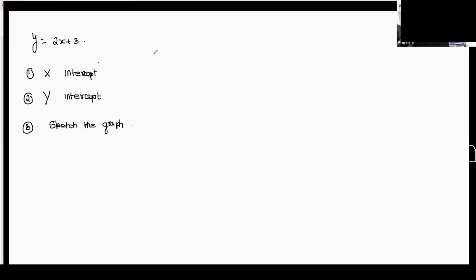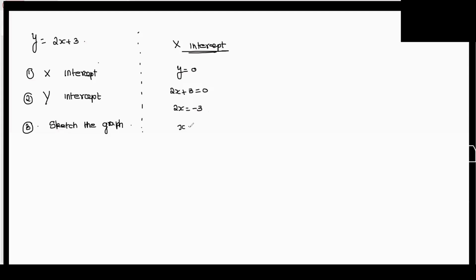So can you tell me, to find the x-intercept, what shall I do here? Make y equal 0? Very good. So I have to put y is equal to 0. So technically what happens? 2x plus 3 is equal to 0. So 2x is equal to -3, which means x is equal to -3/2. Is that correct? Yes. So what is the x-intercept? I would say that is (-3/2, 0). So that is ready.